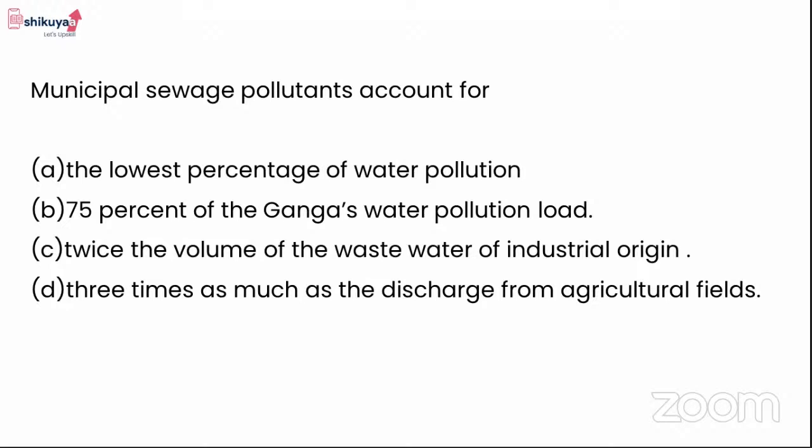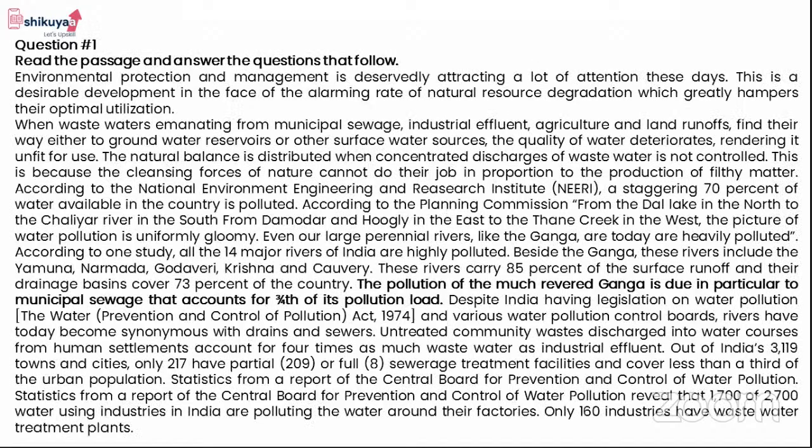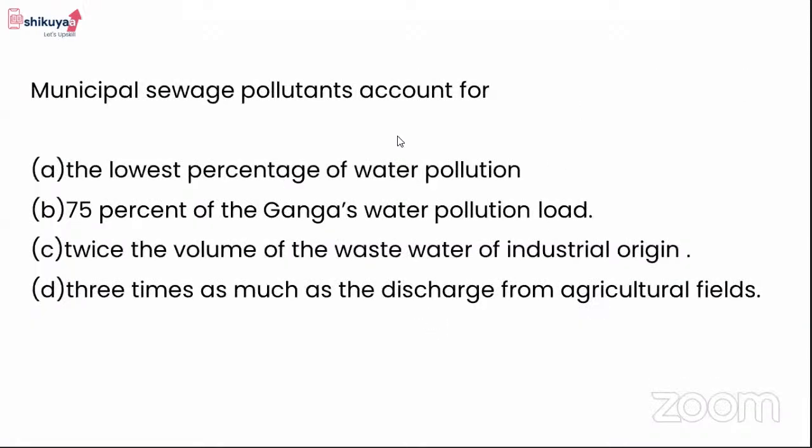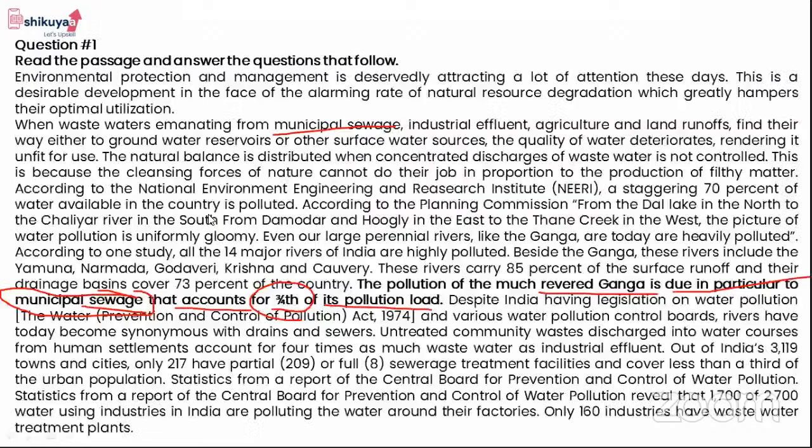Okay. Where did we see this word municipal sewage? In paragraph 1. Where did we find this municipal sewage? Let us quickly understand. Here we can see the word municipal sewage. The pollution of the much revered Ganga is due in particular to municipal sewage that accounts for 3/4 of its pollution load. Do we have any such option here? Yes, 3/4 is 75% of Ganga's water pollution. That is what it meant to say.